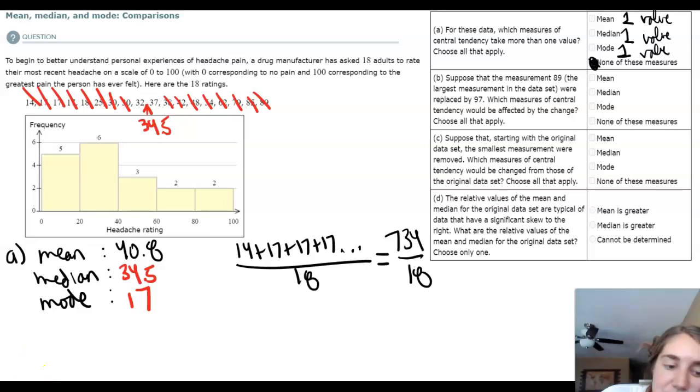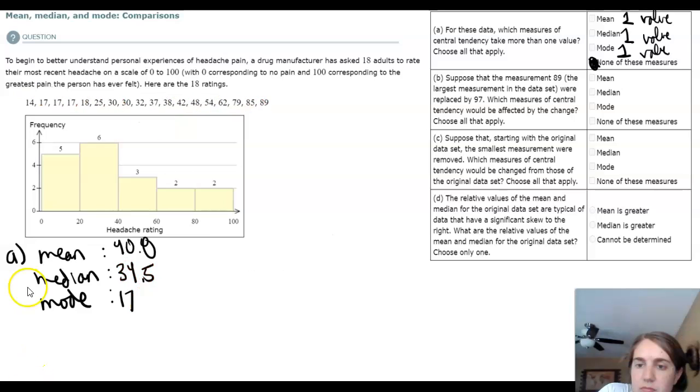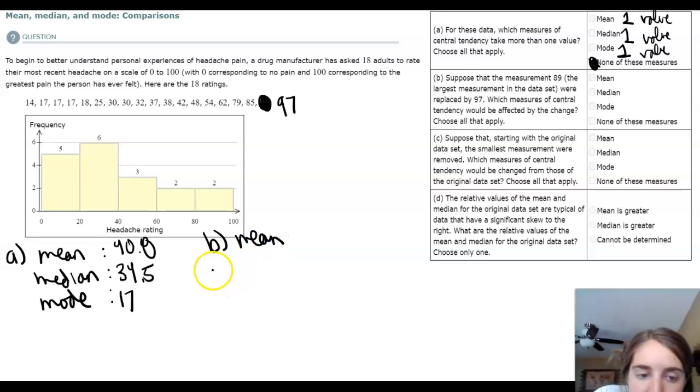I'm going to go to the next slide for B. Okay. B, it wants to replace the 89 with a 97, and it wants to know which of these would change. So we're going to find the mean, median, and mode again. I can see that the mode is still 17.